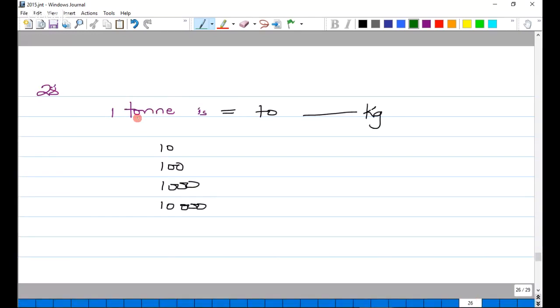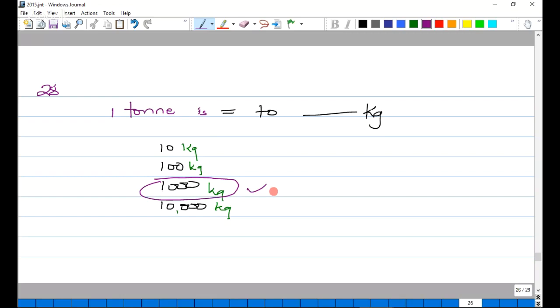1 metric ton is equal to how many kilograms? Is it equal to 10 kilograms, 100 kilograms, 1,000 kilograms, or 10,000 kilograms? I think 1,000. Okay. So it would be equal to 1,000 kilograms.